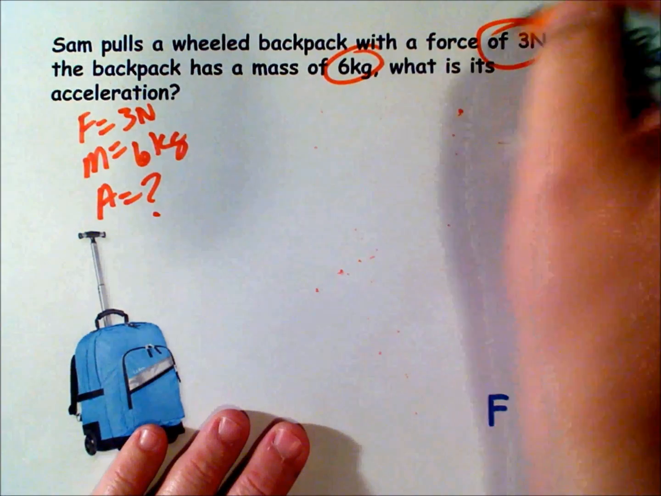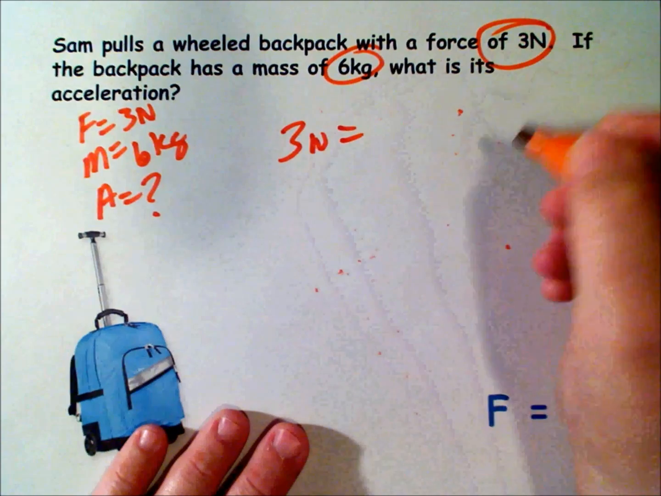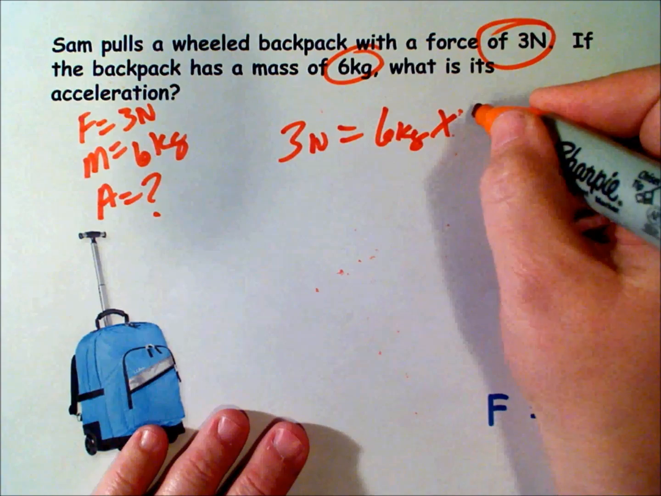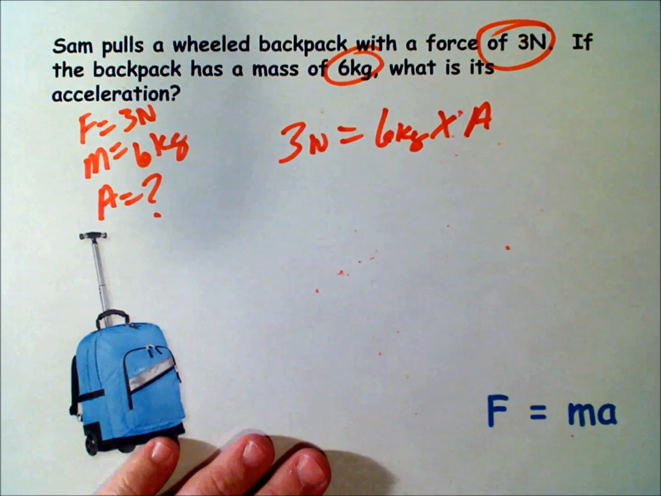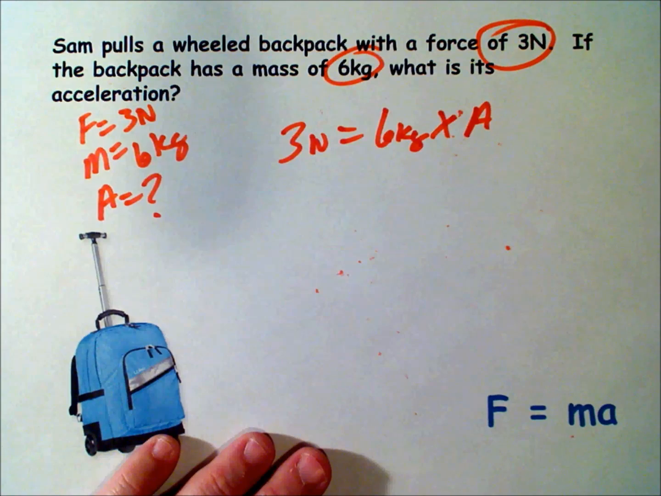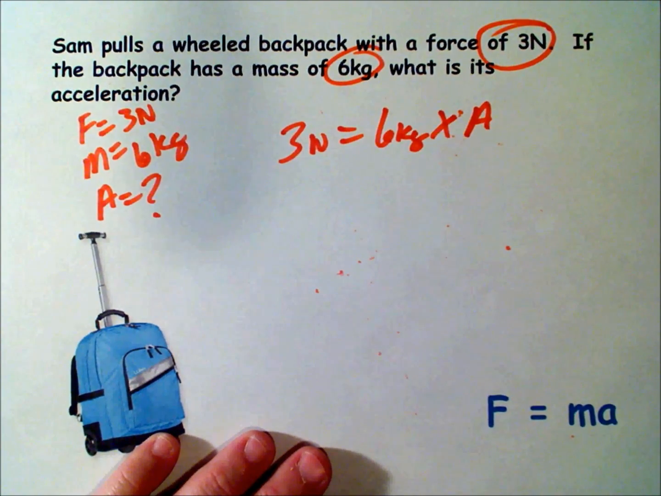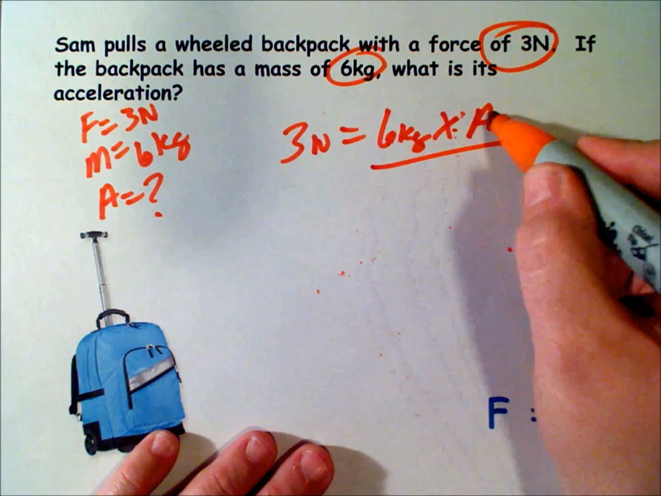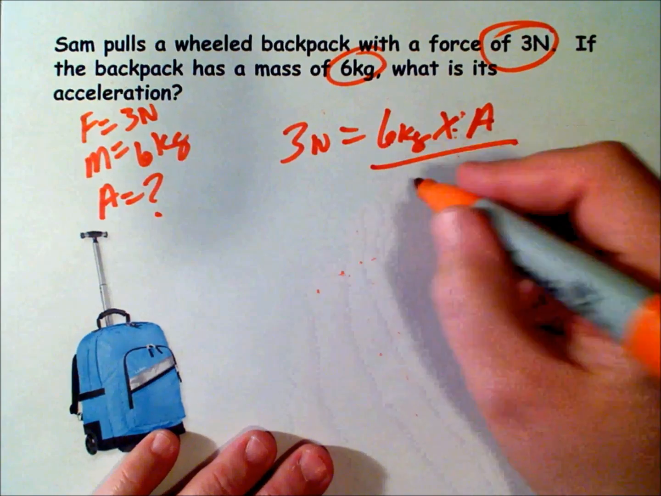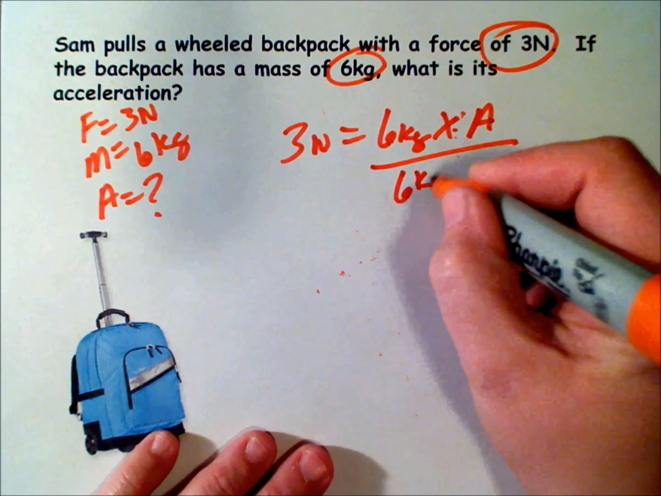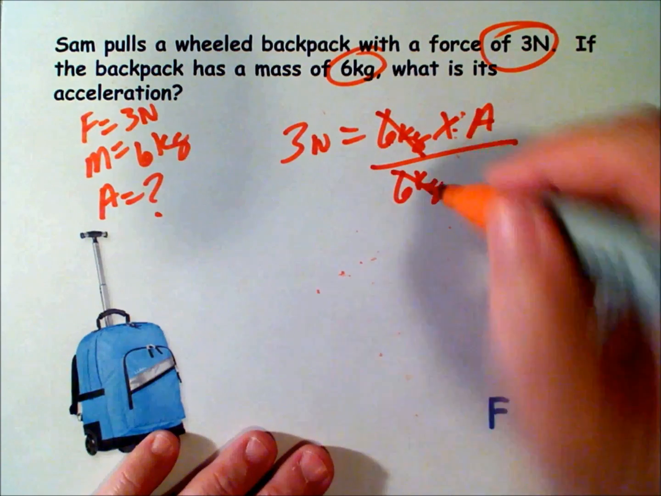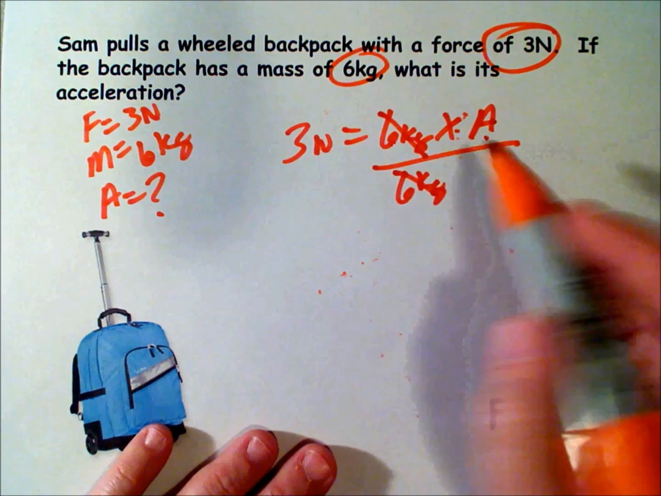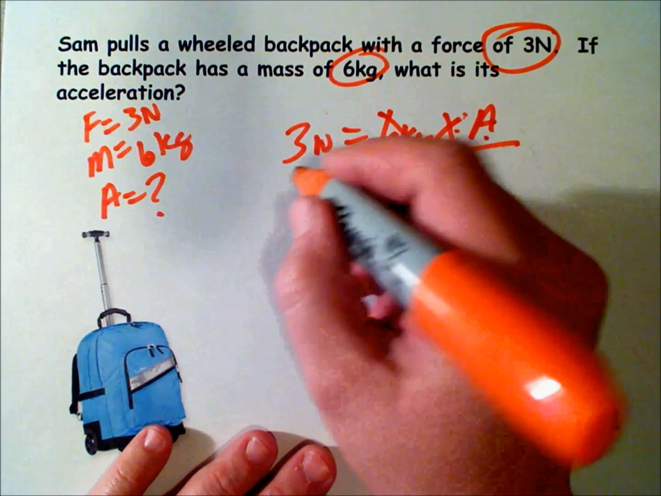So let's set up our problem. 3 newtons is our force, equals mass, 6 kilograms, times acceleration. Just like we did for mass, in order to solve for acceleration, we have to get it by itself. And in order to get it by itself, we're going to have to do the opposite operation. This is 6 times a, so the opposite would be dividing. So I'm going to divide by 6. And when I do, 6 divided by 6 is 1. It allows me to cancel these out, getting a by itself. But remember, whatever we do to one side of the equal sign, we have to do to the opposite.